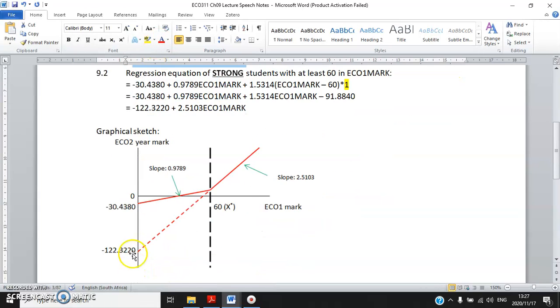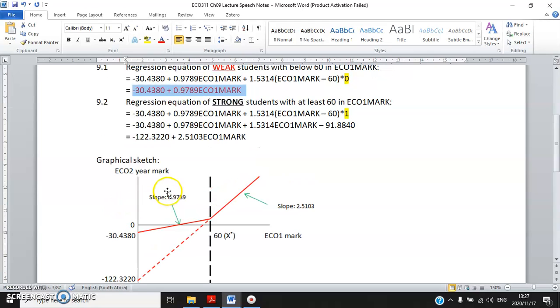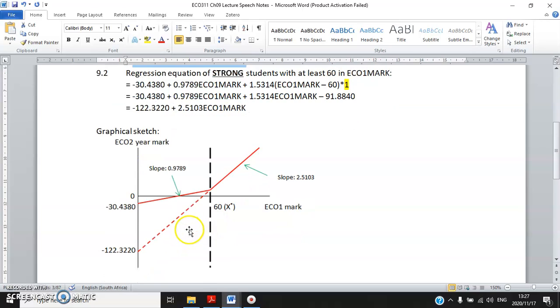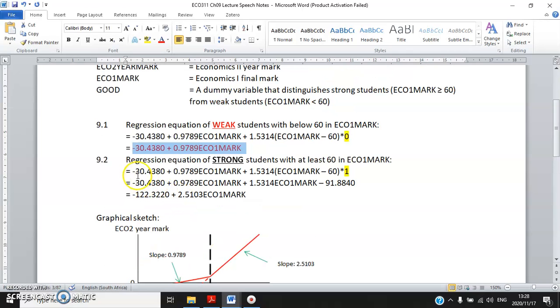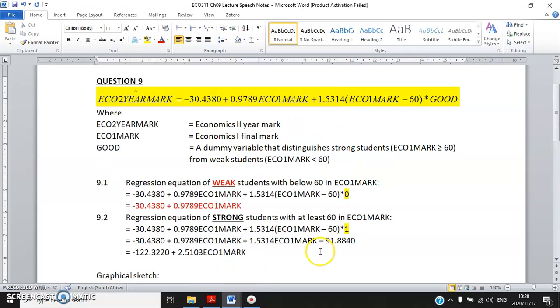Minus 30, so this is the graphical sketch, and then the slope is flatter, 0.9786. And then for the graphical sketch, I must label the x and y axis variable, and then the dotted vertical line, the threshold x asterisk 60. So I'm done halfway through with the graphical sketch already. And then the regression equation for the strong students, it means at least 60 in first year's economics. So the good dummy equals 1.